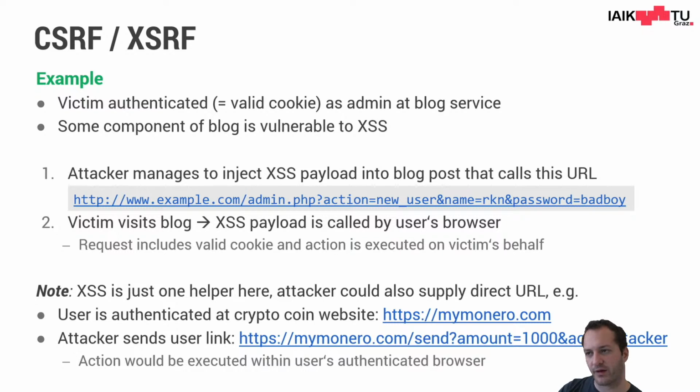For example, a victim is an admin at some blog service, and it's authenticated. So usually when you run a WordPress blog, you will be authenticated as an admin because you want to change things. So let's say one of these WordPress plugins suffers from a vulnerability, then it can be that an attacker manages to inject such a payload here, like a cross-site scripting payload, okay? The website is vulnerable, the attacker injects this, but instead of stealing the cookie, the payload actually intends to trigger the admin or any user who sees this to some action the user is not aware of.